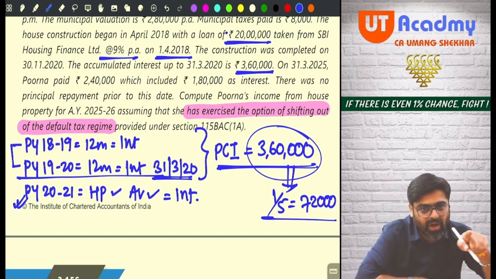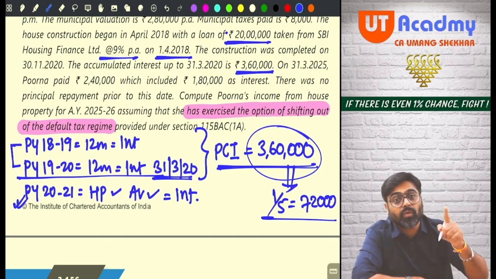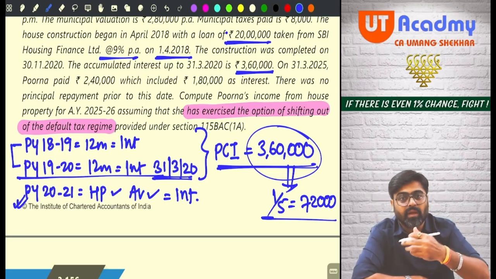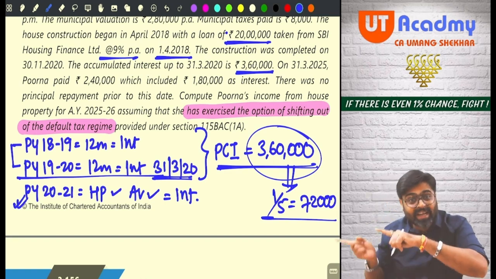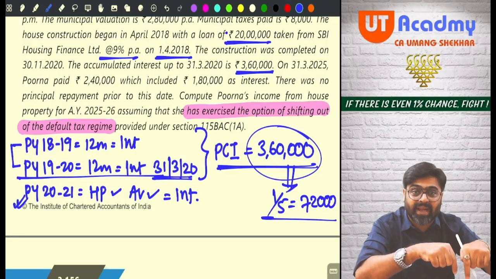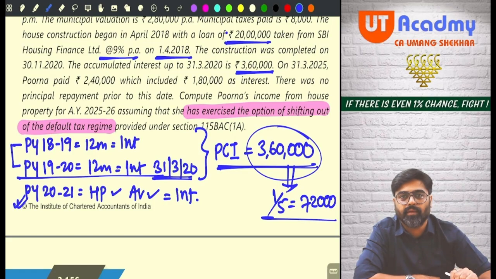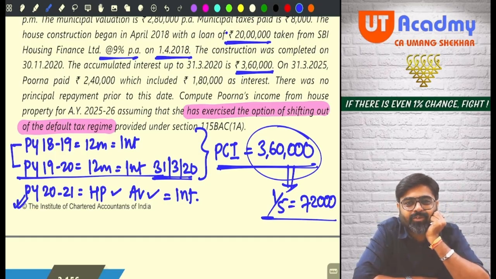Entire 20 lakh remains outstanding for my previous year also, no? 24-25. So 24-25, 20 lakh rupees is outstanding. On that, 9% interest for the entire 24-25 is the normal interest for this year. 1 lakh 80 plus 72,000, 1/5 amount of pre-construction interest coming for the last time in my previous year, 5th installment. So how much is the total interest? 2,52,000. Got it?